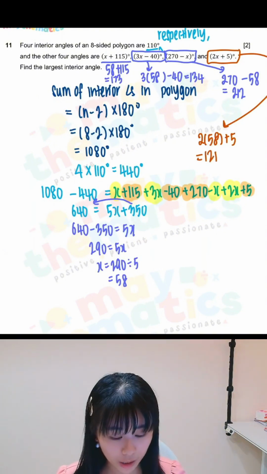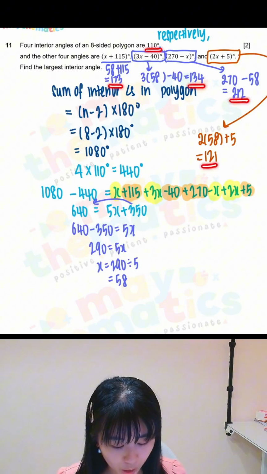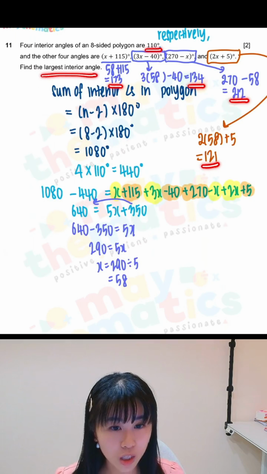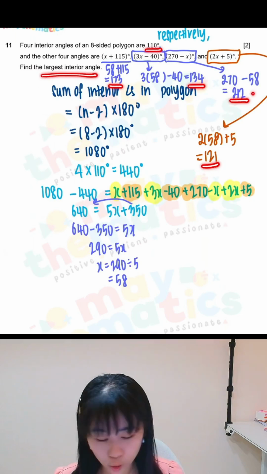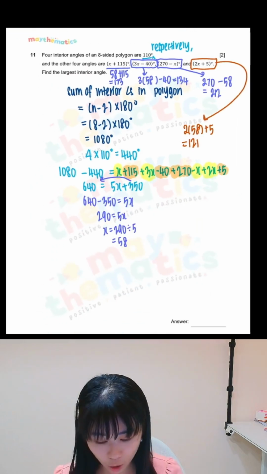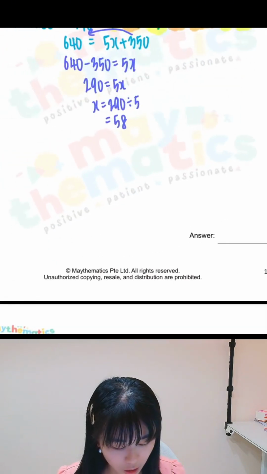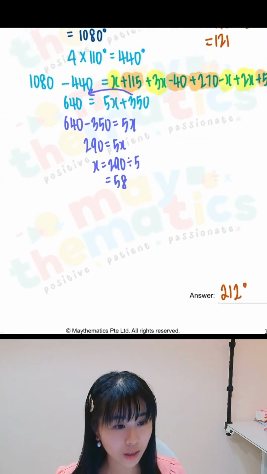Now compare all your angles: 110, 173, 134, 212, 121. You want the largest? The largest for sure is 212. So your answer: the largest interior angle is 212 degrees. Question 12.